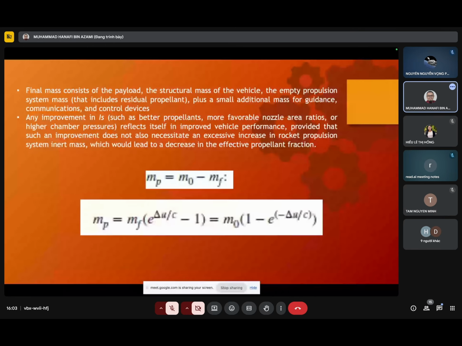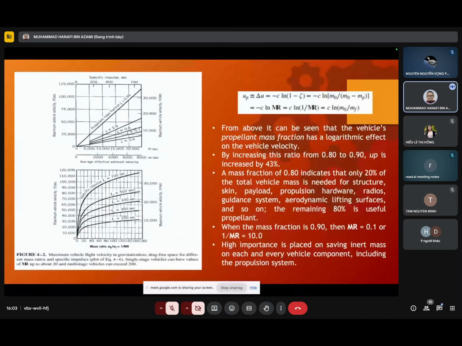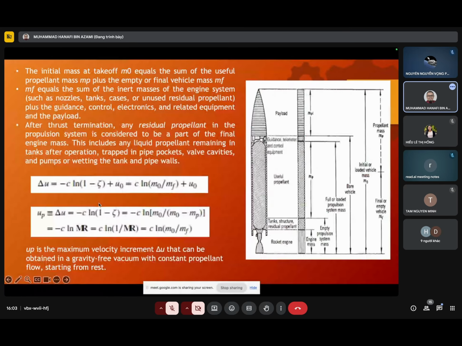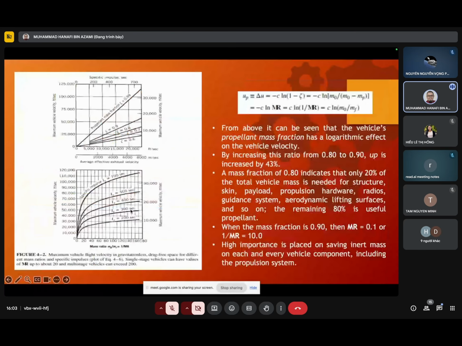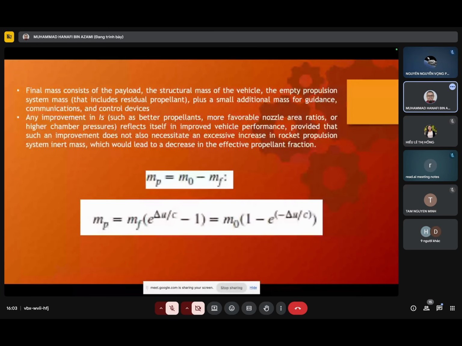Looking at the second equation, mp, the propellant mass, is equal to mf, the final mass, in brackets, e to the power of delta u over c, minus 1. This is where they got this equation. From that equation, delta u is the mission that you want to achieve.